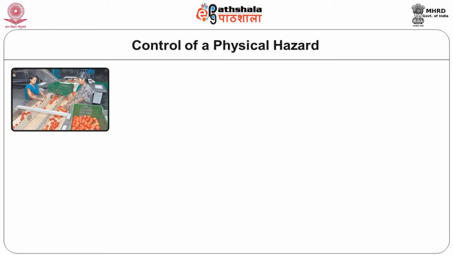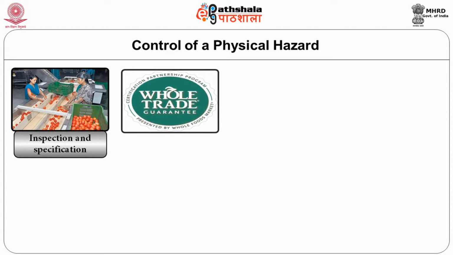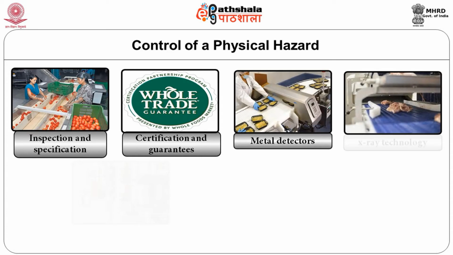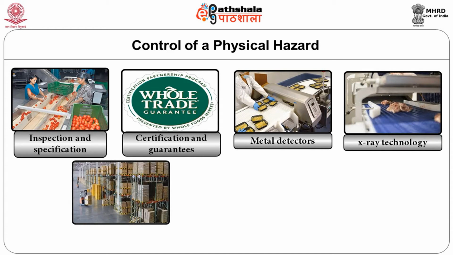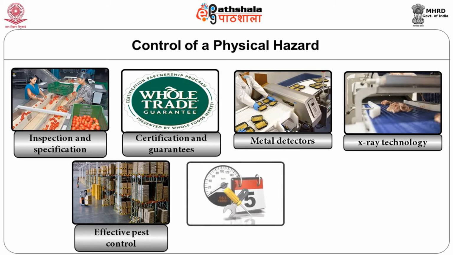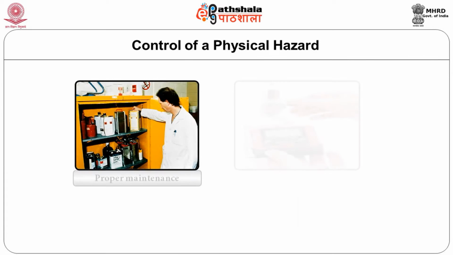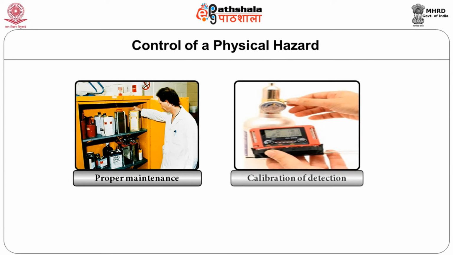What are the methods? These methods include inspection of the raw material and having specifications, vendor certification, metal detectors, use of X-ray technology to detect bones, etc., as well as effective pest control in the facility. Preventive equipment maintenance and proper sanitation procedures are additional aspects that have to be looked into. In addition, proper maintenance and calibration of the detection equipment are very vital.